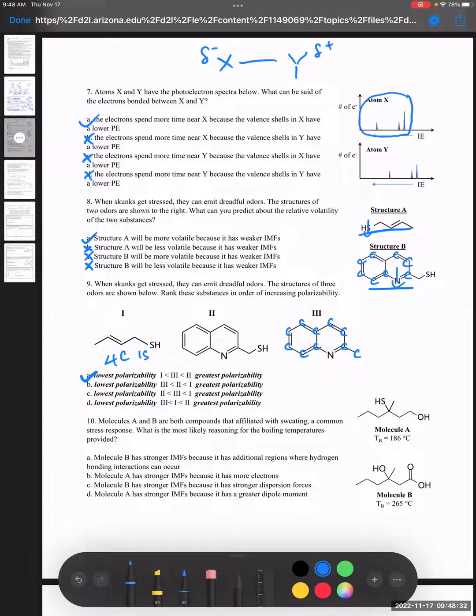All right, moving on to question 10. What is the most likely reasoning for the boiling temperatures provided? We have 186 for molecule A, 265 for molecule B. We see that we have more hydrogen bonding sites. Okay, we have like 1, 2, 3, 4, 5 hydrogen bonding sites in molecule B compared to only 2 in molecule A. Okay, that's 1.